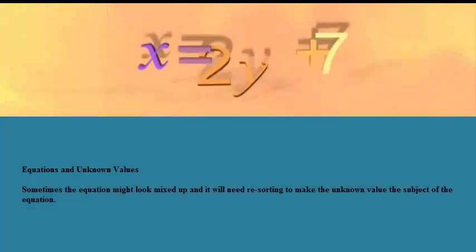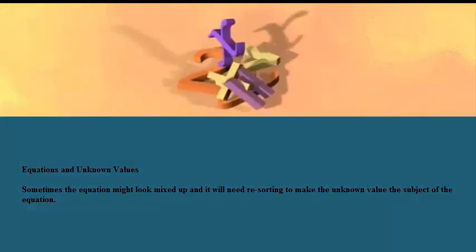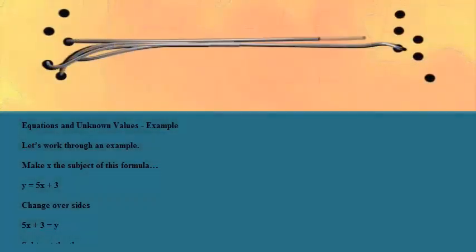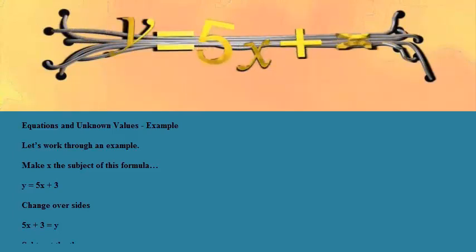Sometimes the equation might look mixed up, and it will need resorting to make the unknown value the subject of the equation. Let's work through an example. Make x the subject of this formula. Y equals 5x plus 3.